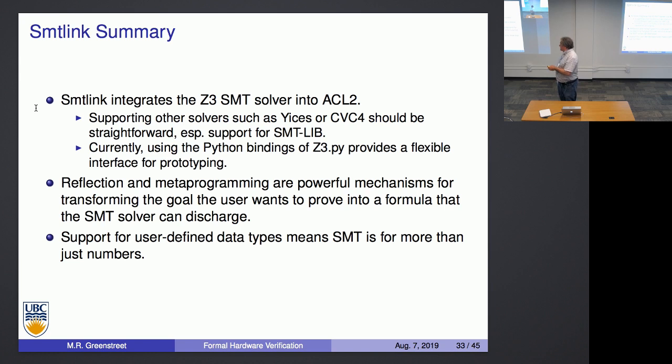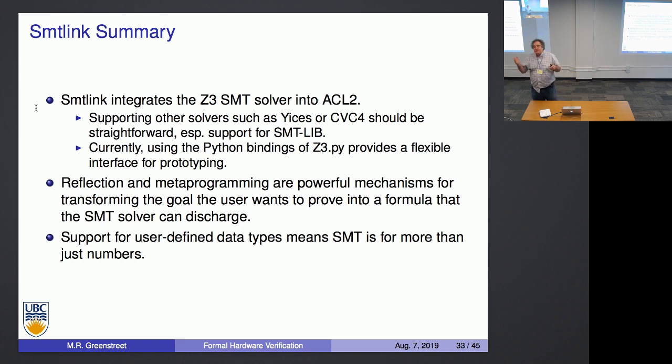Okay, so to summarize this part then, we've integrated Z3 into ACL2. We could use other SMT solvers as well. Currently, the Python bindings of Z3, on the one hand, kind of make me cringe because I always have this yucky feeling when I program in Python, a semantics-free programming language. I'm claiming I know what the stuff does, and no one knows what Python does. But the flip side is that when you want to change something in the interface, it's really, really easy.